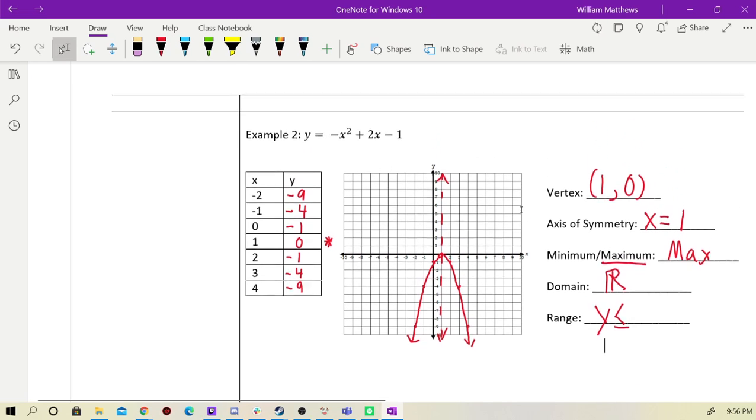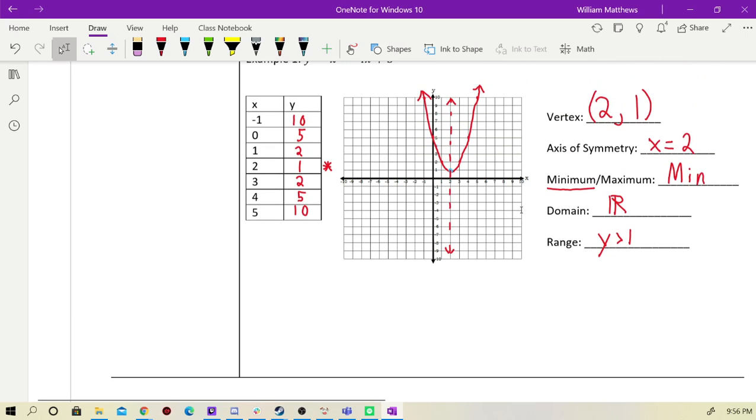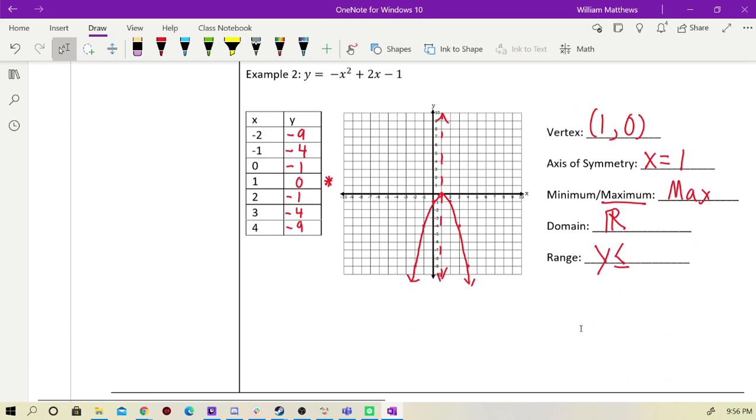That goes for the other one as well. This is not greater than or equal to 1. This is greater than or equal to. Since this is a solid line at the vertex, that is including the point. That's why it is going to be or equal to as well. In this case, the highest point is a y value of 0. So we can state that the range is any y value less than or equal to 0.